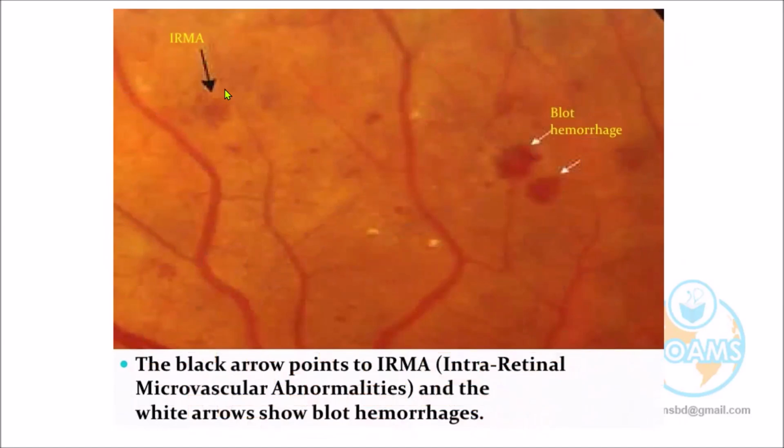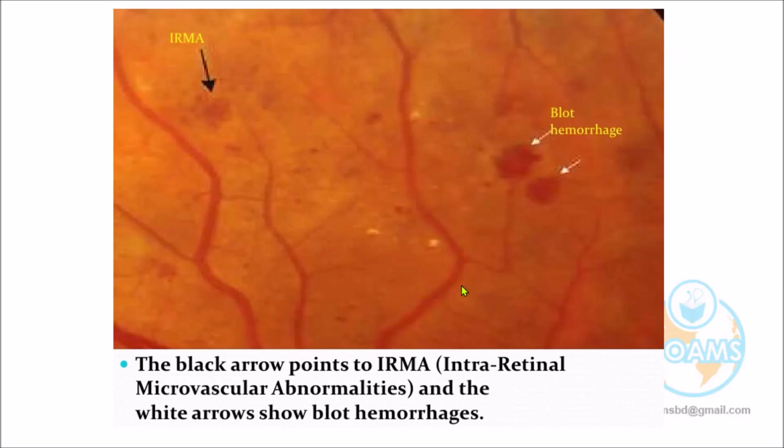The IRMA, you can read about later in detail. It is microvascular abnormalities. But the very important thing to remember as a beginner is the blot hemorrhage and dot hemorrhage. Dot and blot. The bigger one is blot. If it's smaller, these are the dots. These are the hemorrhages. So you have to be very confident to say this is dot and blot hemorrhage. And there will be some microaneurysm also.